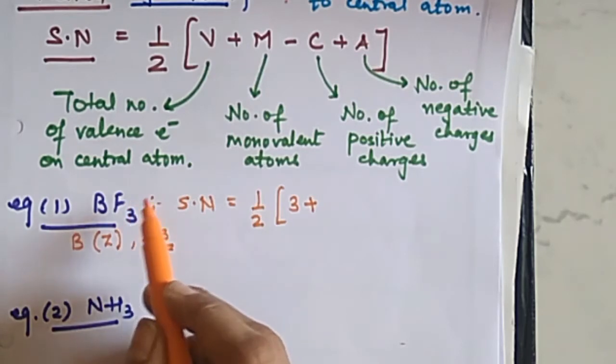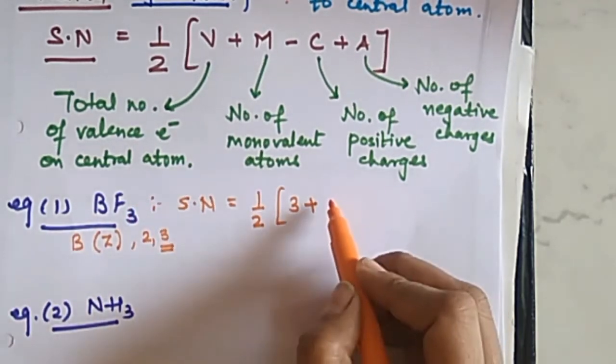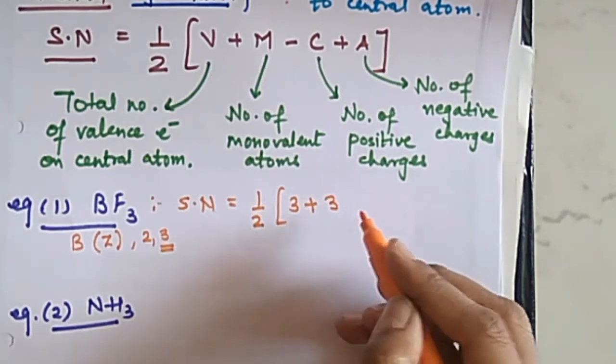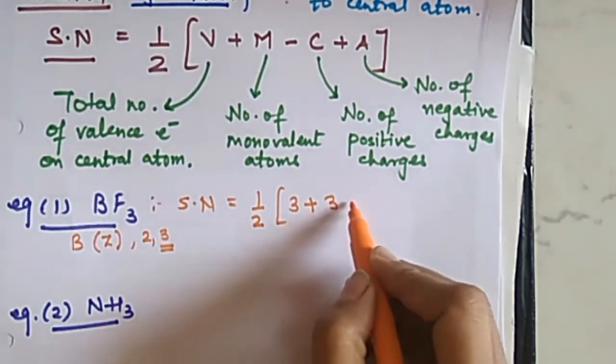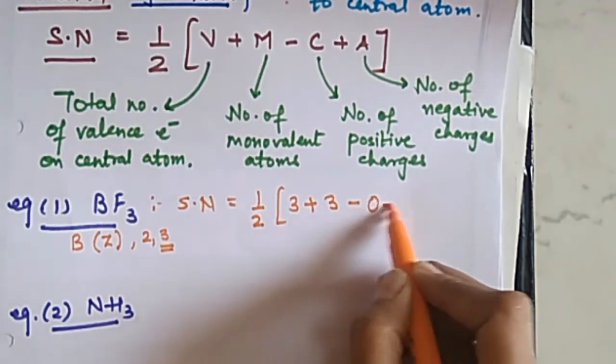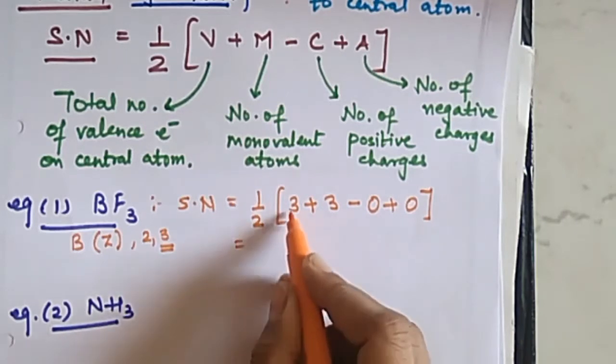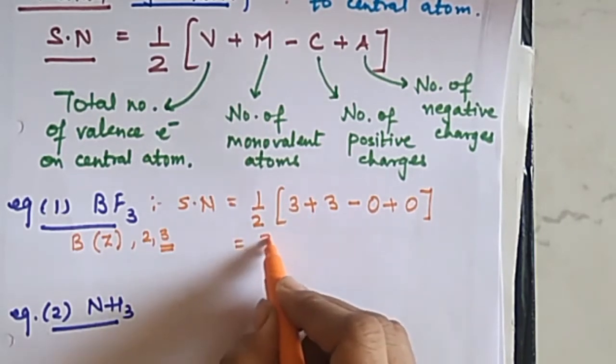Fluorine is a monovalent atom. It has one coordination site, one valency. So 3 fluorine atoms are attached, minus the number of cations present: no positive charge, no negative charge. So 3 plus 3, 6, divided by 2, that is 3.